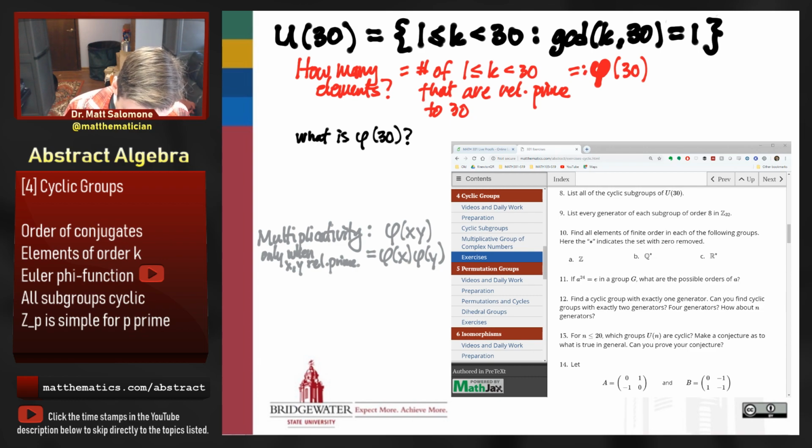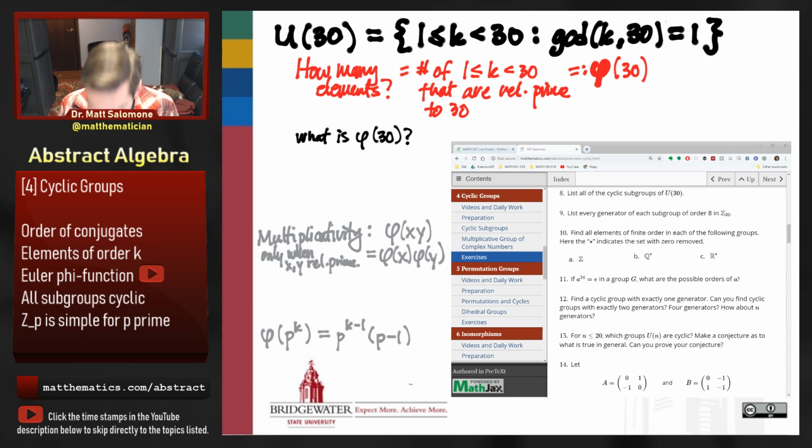And then I also want to use the formula for the Euler phi function that says if p is a prime, then the Euler phi function of the kth power of that prime can be explicitly computed as p to the k minus 1 times p minus 1. So I want to be able to use both of those facts to compute the value of an Euler phi function, like Euler phi function of 30. And so my general workflow is I want to use the multiplicativity property first, and then use this formula second at the end of the day.